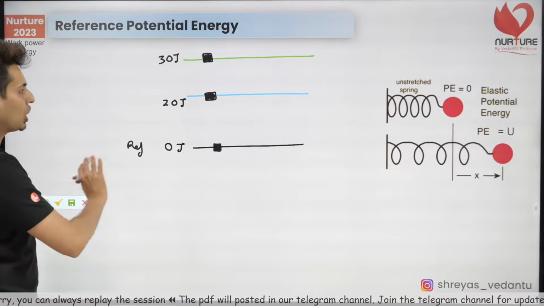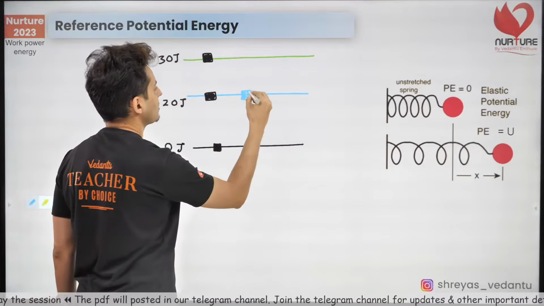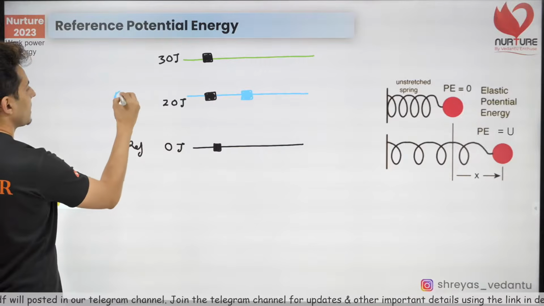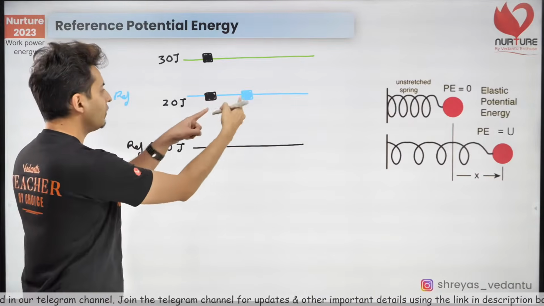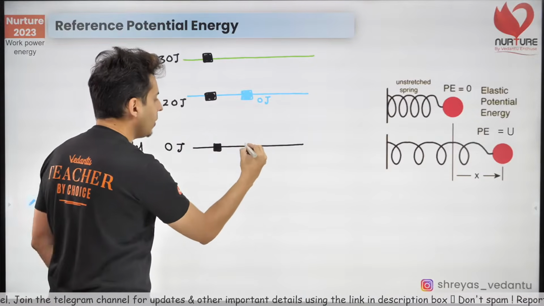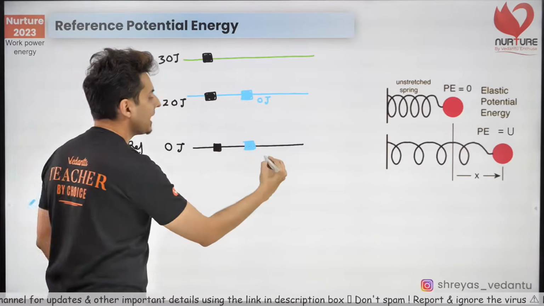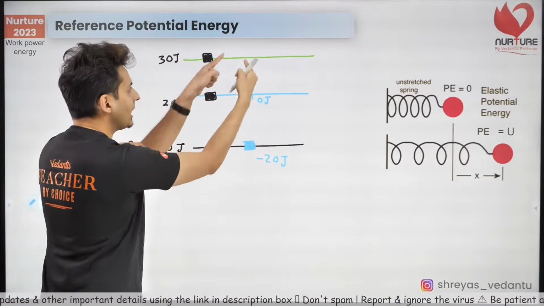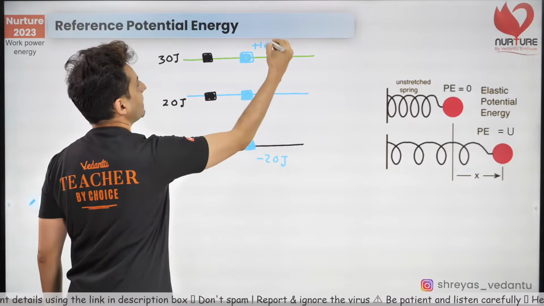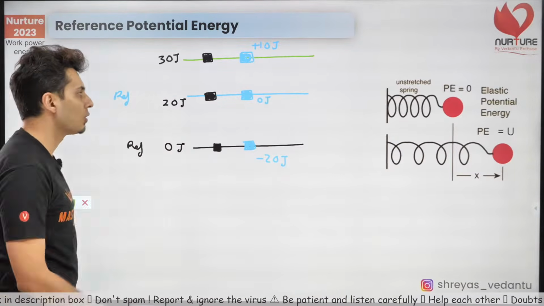Now somebody says, no, wait, this is my 0 reference. He takes this as his reference. So for him, this body has 0 joules. If you take it below, then the potential energy will become minus 20 joules. And if you take it on the top, then it becomes plus 10 joules. For this guy who took this line as 0 joules.